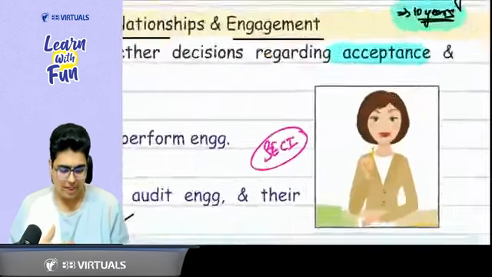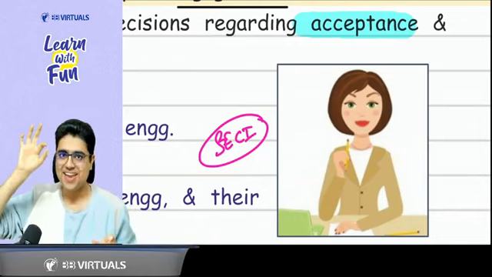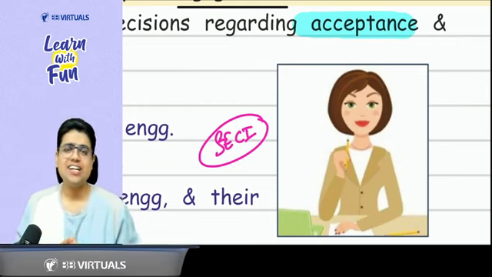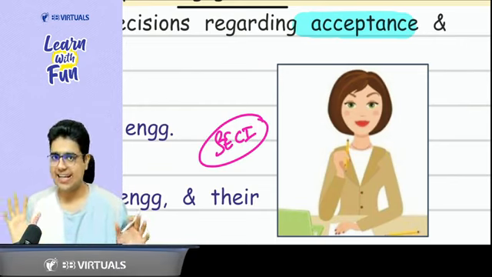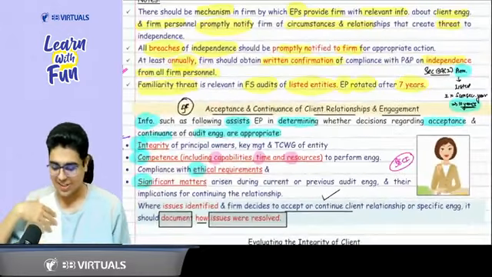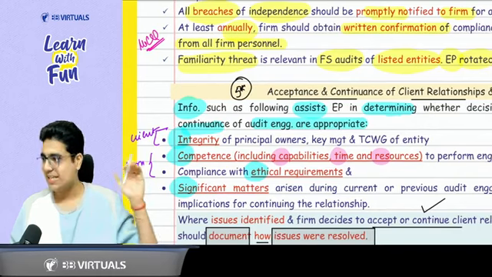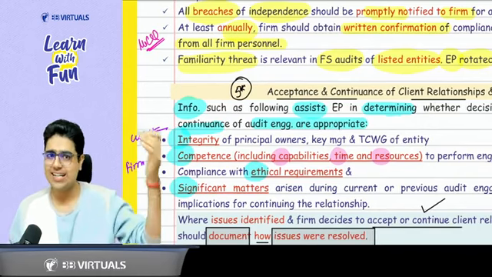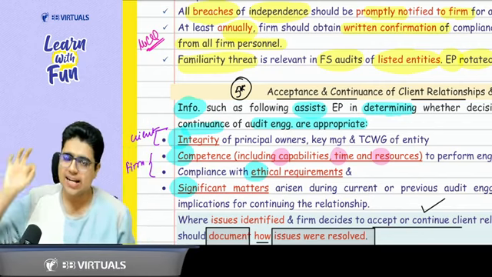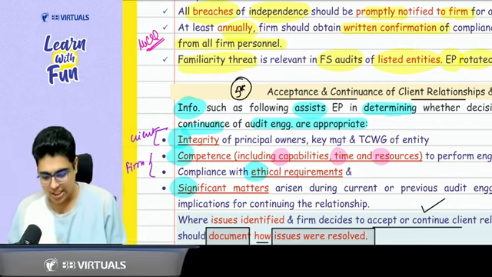How to remember it? The auditor says: I will accept and continue the client only when there is a secretary, and the short form of secretary is SECI. So always say that I will accept and continue the client only when there is a SECI. SECI means S for significant matters, E for ethical requirements, C for CCTR, that is competence, capability, time, resources, and I for integrity of the client. You understood the points or not?